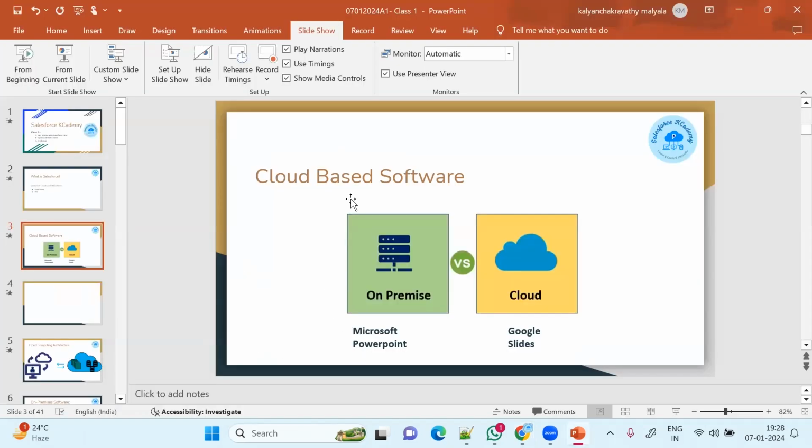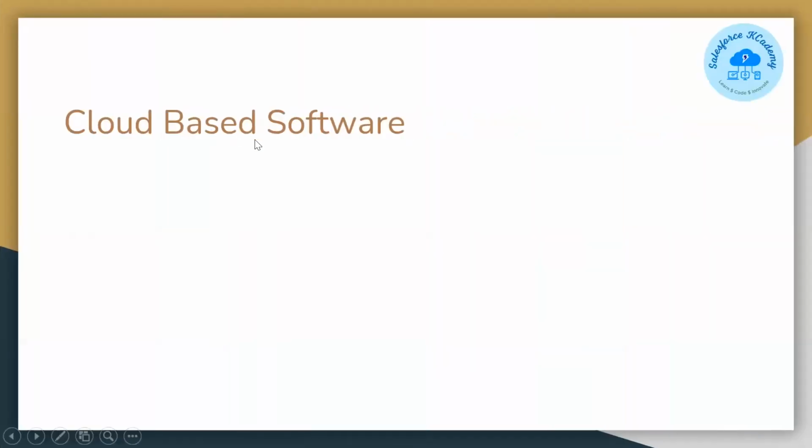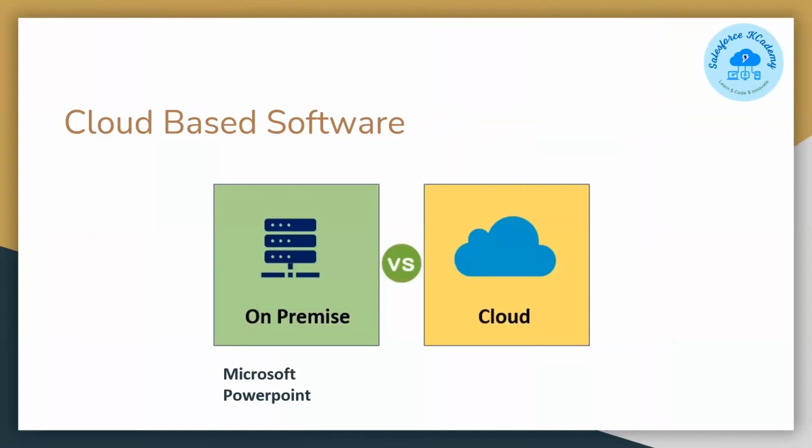Example, the basic example I have taken here: one is Microsoft PowerPoint for on-premises, and Google Slides I have taken as the cloud example. We'll come to Salesforce, but for now, just understand that on-premises means it is installed on your PC, and cloud means if you have a browser, Google or Safari, you can access it by just entering google.com, gmail.com, or facebook.com, like that.